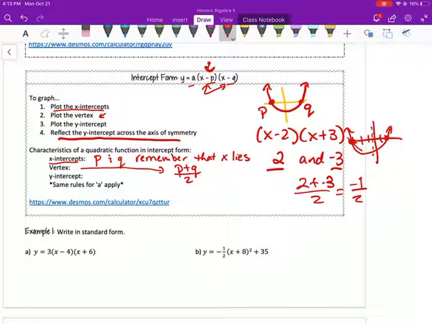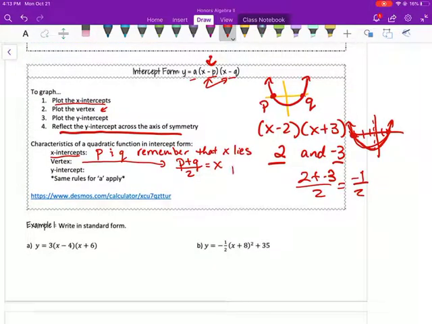So I should have drawn this a little better. Should have gone right about there. So again, all that you do is you take your p and your q, add them together, divide by 2. That gets you actually just the x value of your vertex. How do I find the y value? Well, I plug it in to find the y.